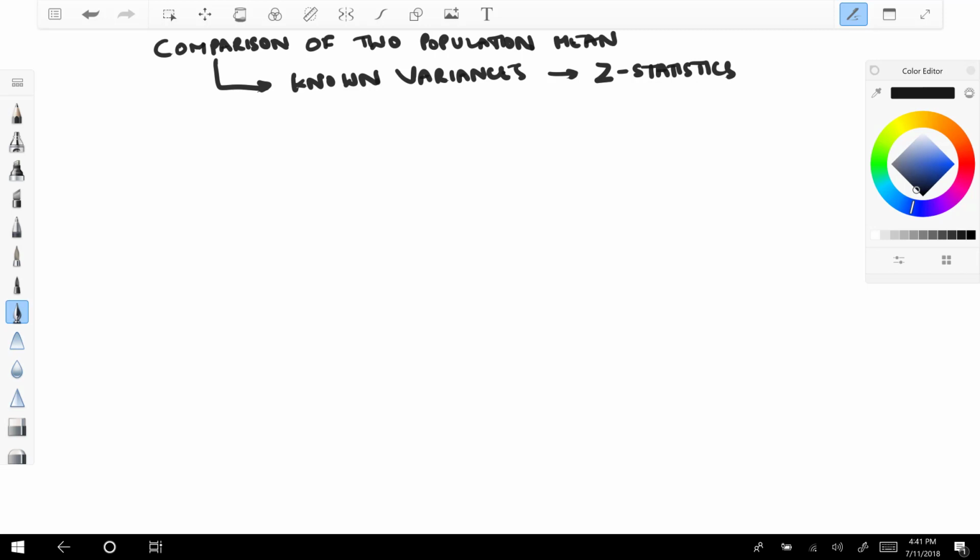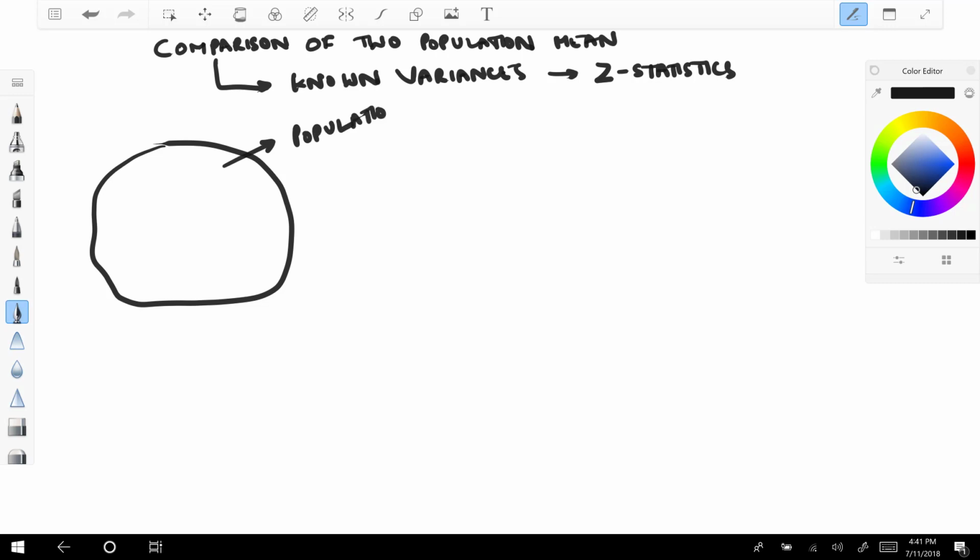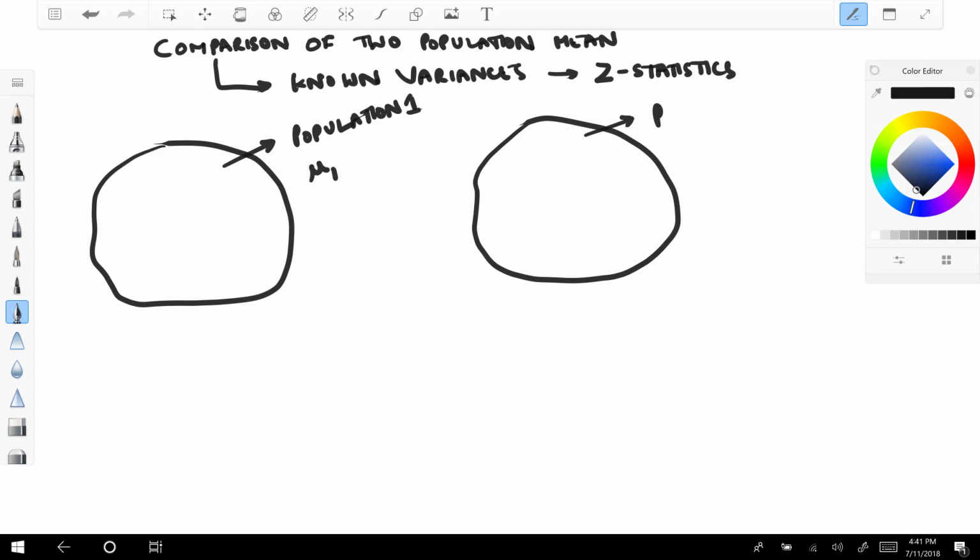Suppose we have two populations. So this is population 1, and the mean of this population is represented by mu1, and we have population 2, and the mean of this population 2 is represented by mu2. So we would be interested in knowing whether mu1 is different from mu2.